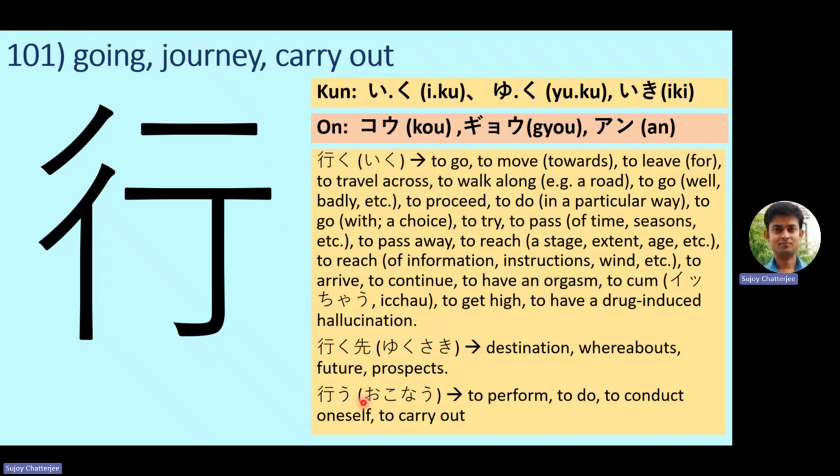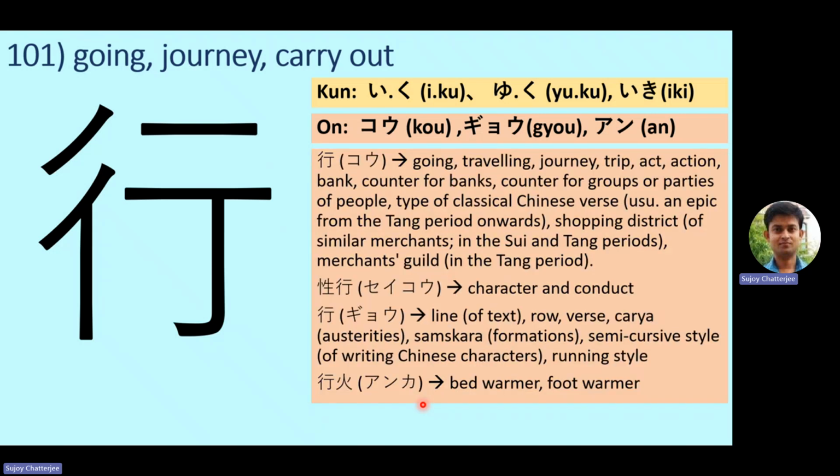Then we have okonau, which means to perform, to do, to conduct oneself or to carry out something. So these are a few examples of kunyomi reading for this character. Now in the onyomi reading we have ko, which means again going, traveling, journey, trip, act or action.